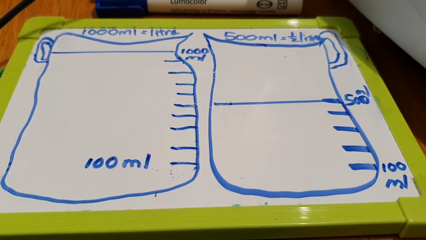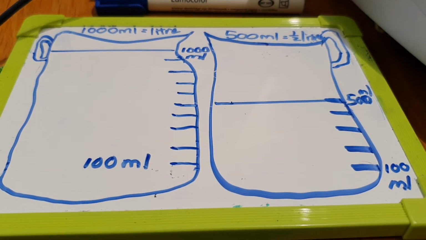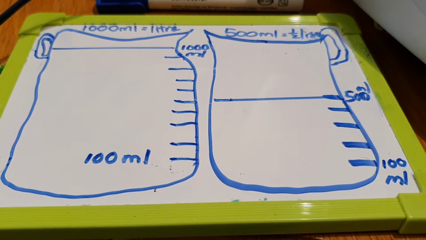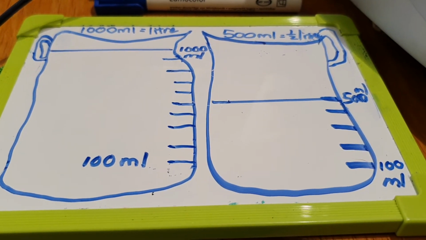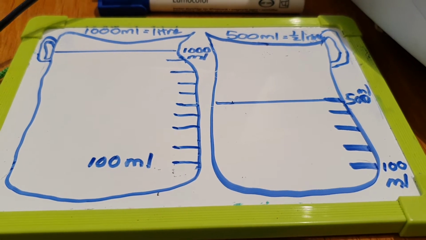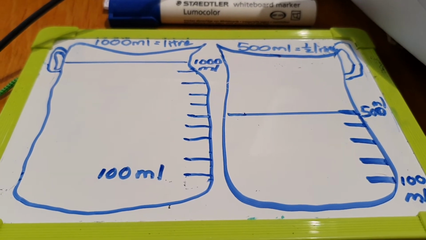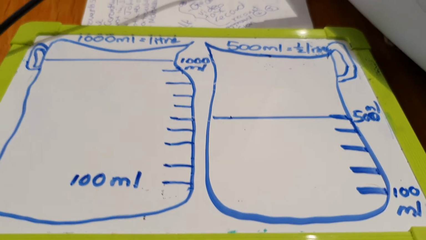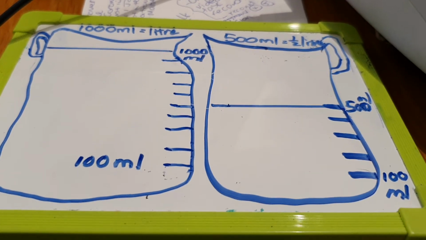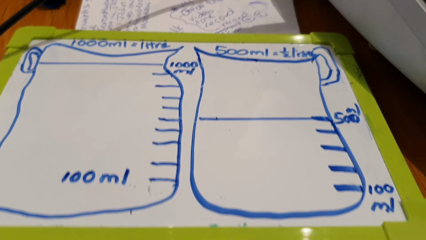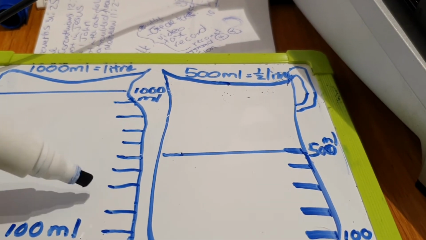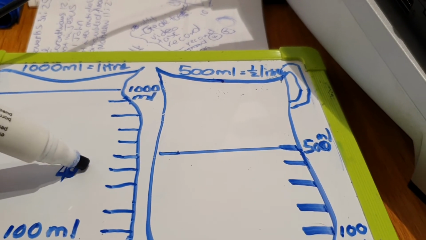So I want you to look and see where you think 400 milliliters would go on both of these jugs. I'll give you a second and then I'll fill in the answer for you. Got it? Yes, 400 milliliters would be there for the 1,000. And on the second jug, 400 milliliters will be there.